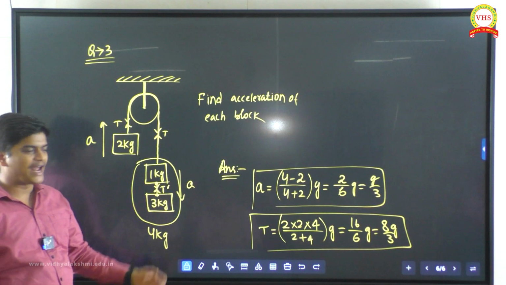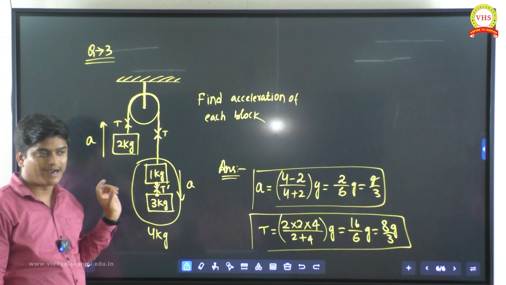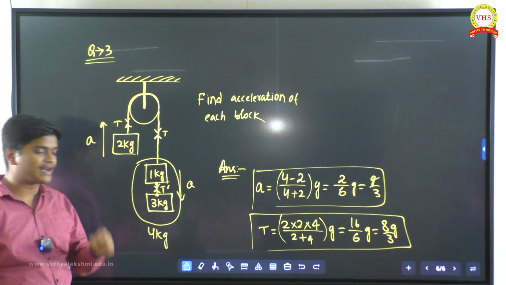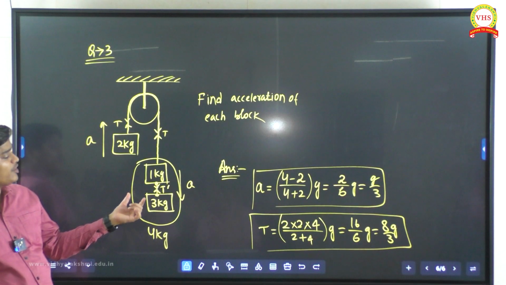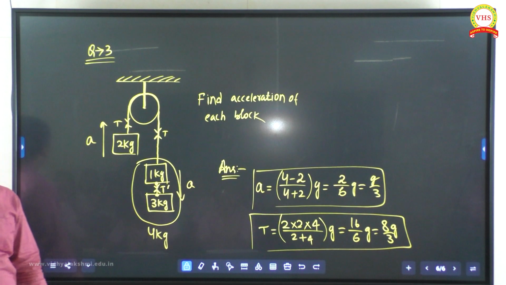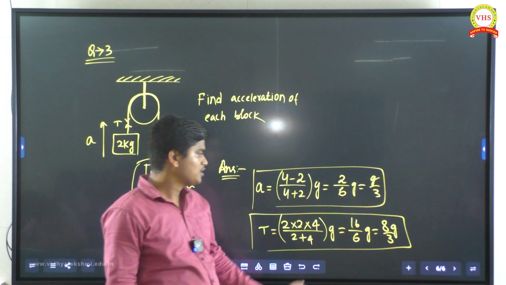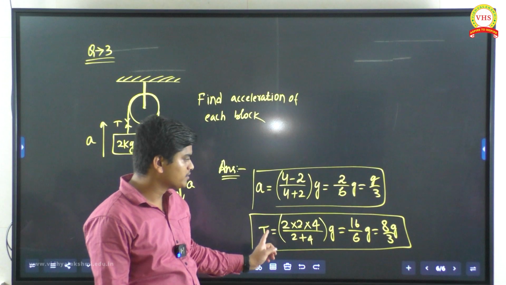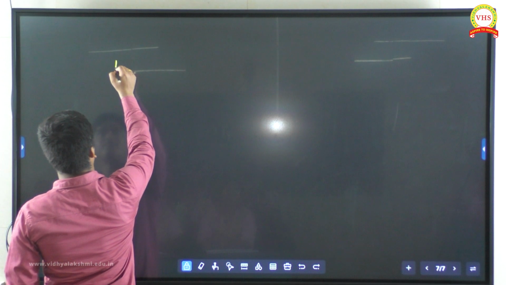Now to find T prime, an extra thing I am doing. To find T prime, what to do? You need to do the free body diagram for 3 kg. Everyone try at home today. Do the free body diagram for 3 kg and try to understand what T prime is. Okay, I'll give you little hints here. The A value, already remember. Now I am giving hints for T prime.